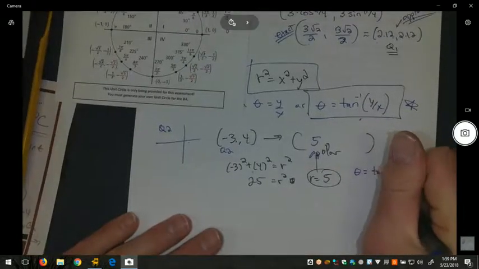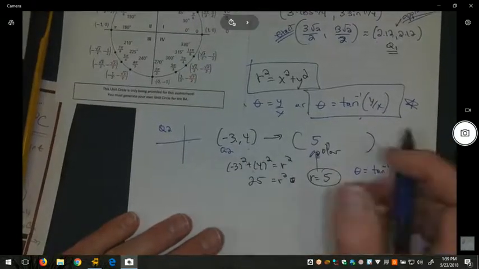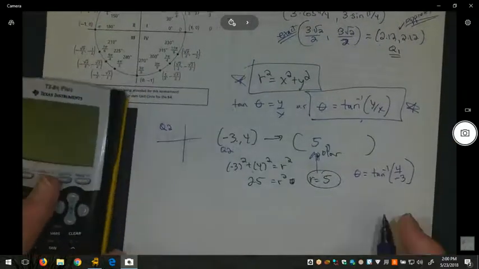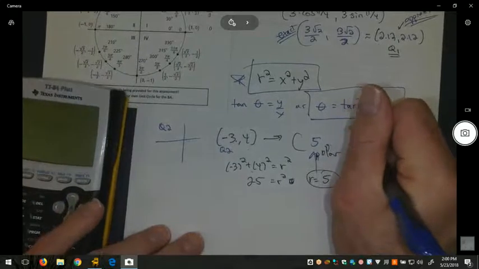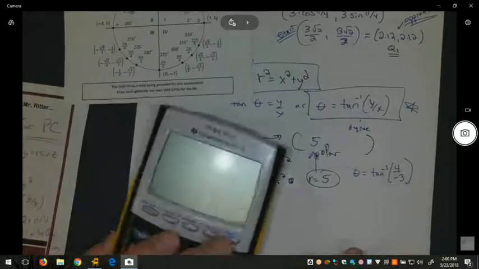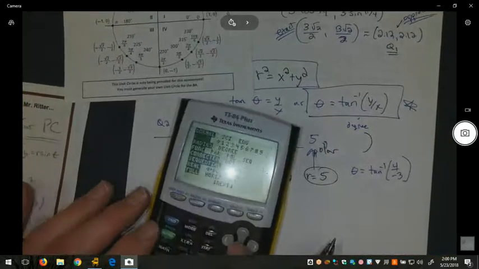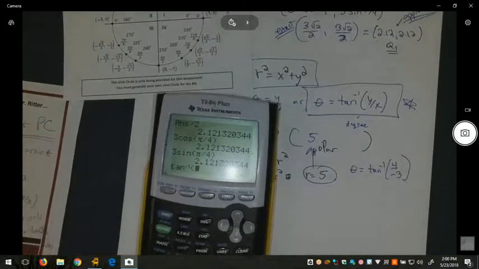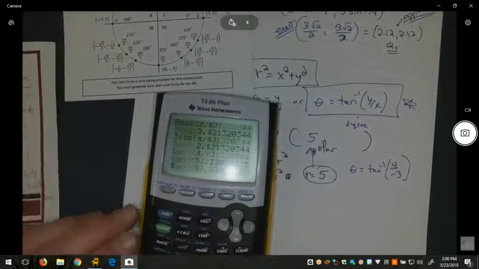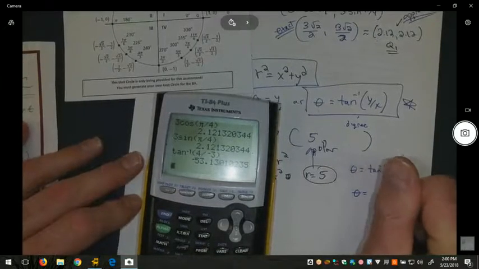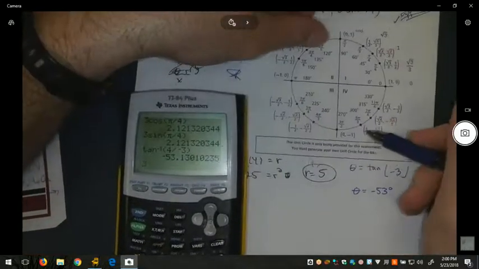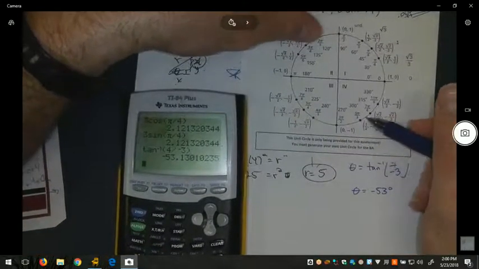Theta equals tangent inverse of y over x, 4 over negative 3. I'm going to do this in degrees. I'm going to do my polar coordinate in degrees. Sometimes it'll ask in terms of radians, and that's fine. But since I'm going to do degrees, I'm going to change it to degrees. So I'm going to do tangent inverse of 4 over negative 3, and I get that theta is negative 53 degrees, which would put it back around here in quadrant 4.